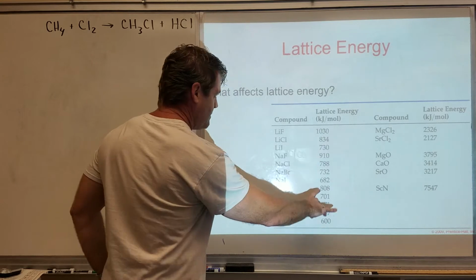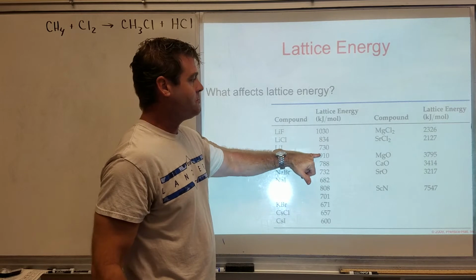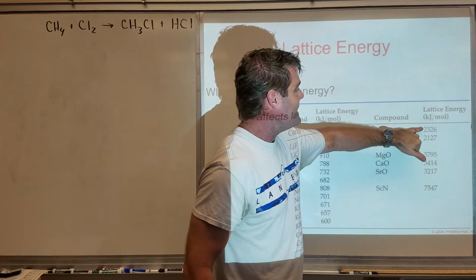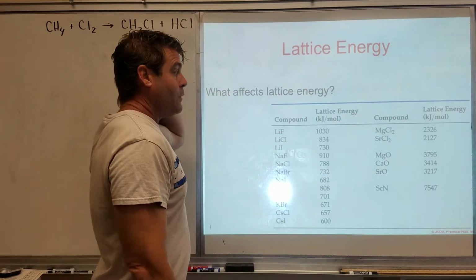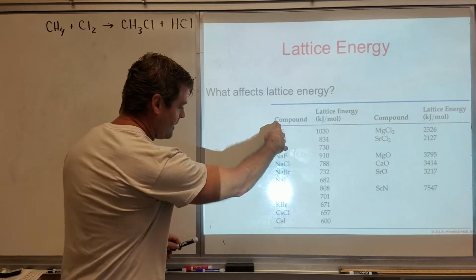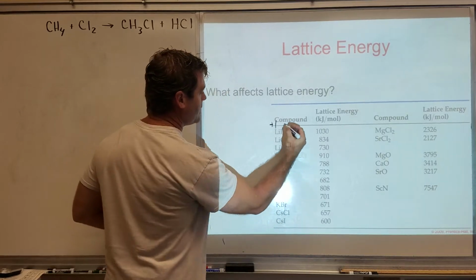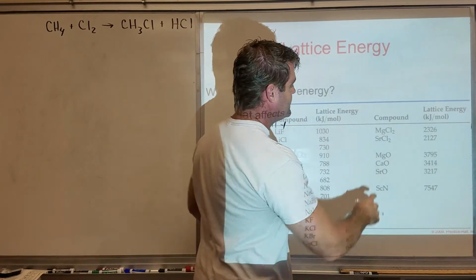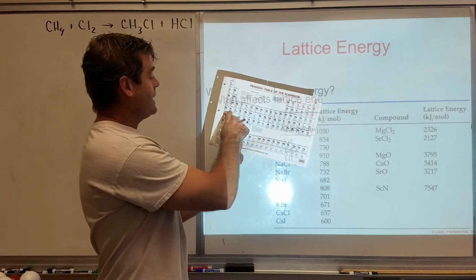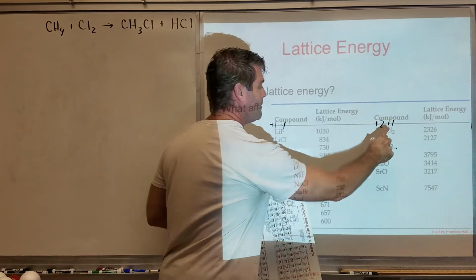Now you look at some of these values. These are no larger than 1,000 kilojoules per mole. But now look at this: MgCl2, strontium chloride, magnesium chloride. Now we're in the 2000s. What can explain why these ones have so much stronger lattice energy than these ones? Well, all of these are alkali metals, +1 ions, with halogens, -1 ions. Now look at magnesium and strontium. If you look in your periodic table, those are the alkaline earth metals. Those acquire a +2 charge, and the chlorine would be a -1.